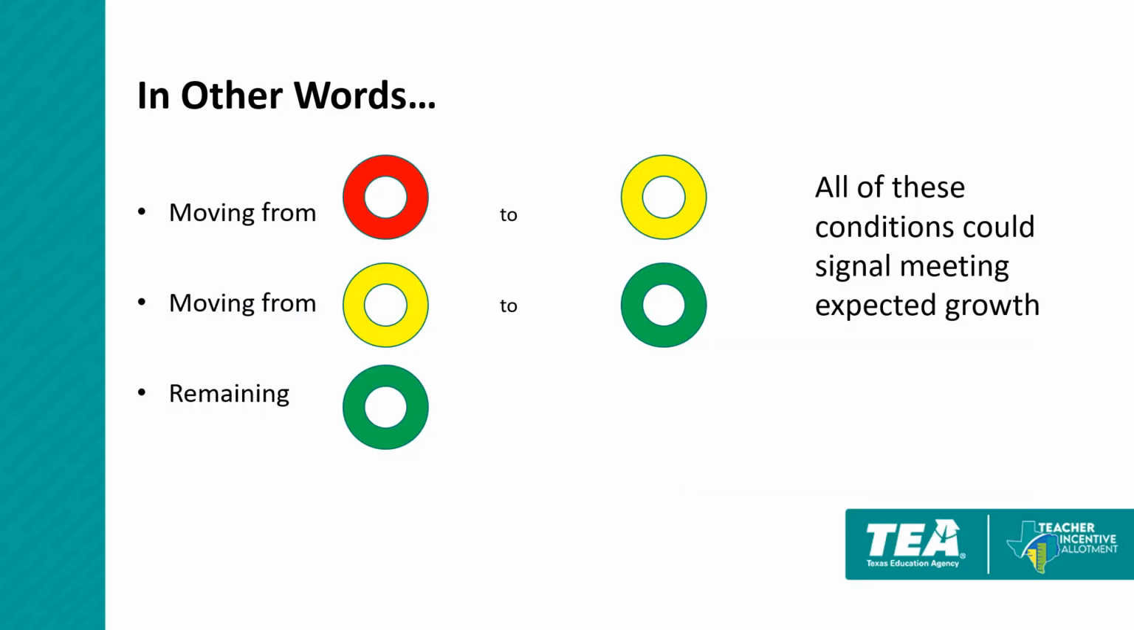In other words, instead of using the cut points from the TX-KEA benchmark chart, districts could use the color-coded performance band system instead. So moving from red to yellow would be moving up a band. Moving from yellow to green would be moving up a performance band. And remaining green by the end of Wave 3, which means the student is on track at the end of the year, also would count as students meeting expected growth. All of these conditions could signal meeting expected growth.